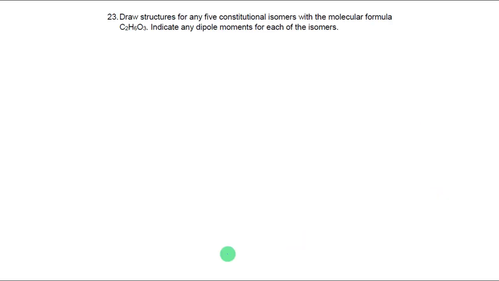In this question, we're looking at 5 constitutional isomers with the formula C2H6O3. Indicate any dipole moments for each of these isomers. So you can just start filling things in to see if we can make them fit here. I get 6 hydrogens. So here I have already 6 hydrogens and I have O3. So I'm missing 1 oxygen.